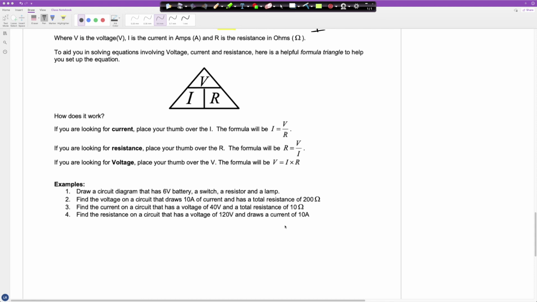Okay, so here we go. What I'd like you folks to do for work today is draw these examples here. And that's it, folks. More to come.